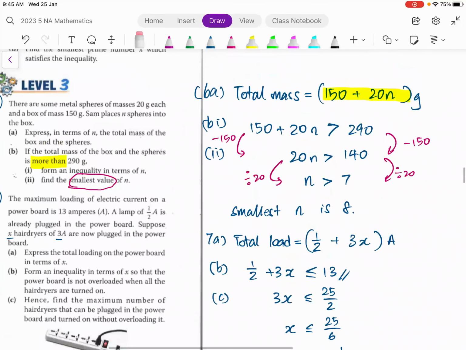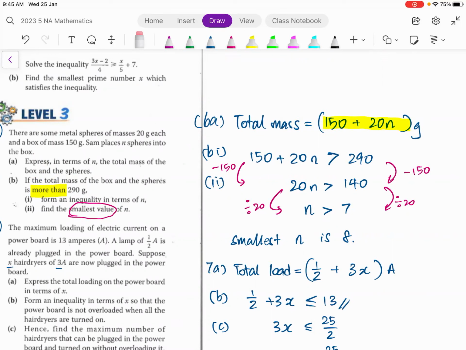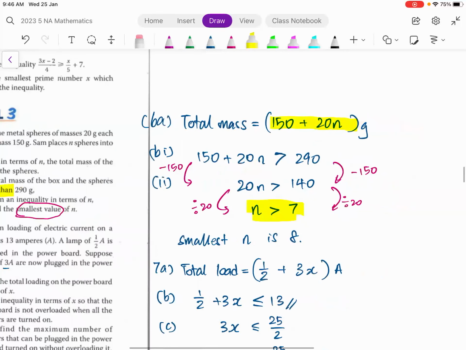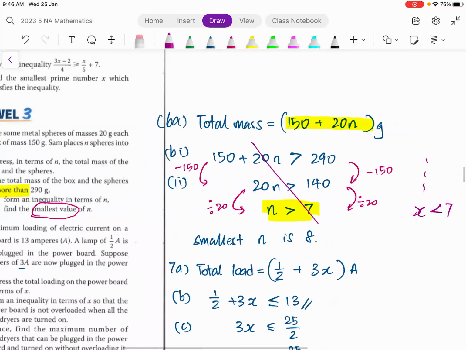So in question 6, remember we were talking about the number of spheres inside the box, right? The question asks for the smallest value of n. The smallest value of n. My final answer is n greater than 7. So I could give them the smallest value of n. But what happens if I made some mistake and then I ended up with n less than 7? And then the question asks me for the smallest value of n.